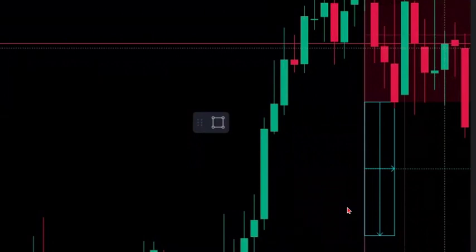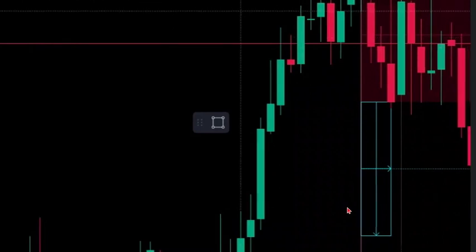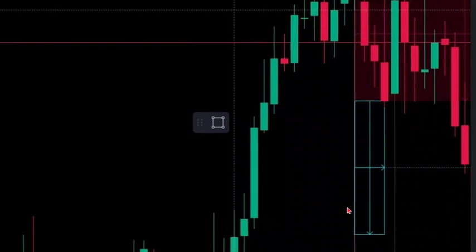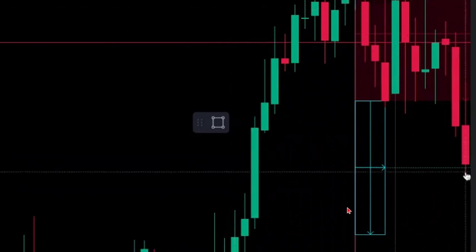Price is running in one direction to the 50%. One more. Boom. Boom. Now look. You see the wick right there on that red candle. See price. That's why if I would have got in at the open, I would have been in drawdown. Go to the open of the last candle.